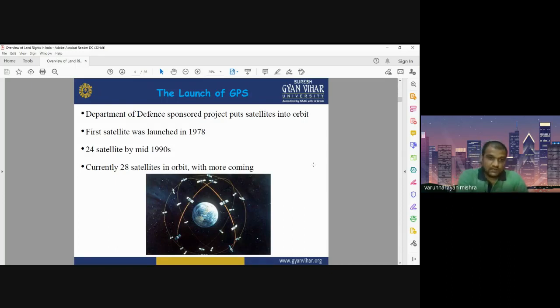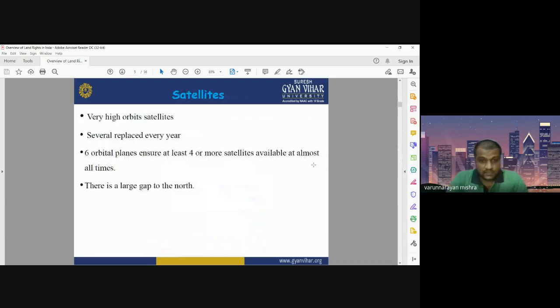So this is the starting of GPS. GPS was developed by the Department of Defense, USA. The satellites used for GPS have specific characteristics and properties. They are very high orbit satellites, and some of the satellites may be replaced every year because each satellite has a limited lifetime. So each year new satellites are launched to replace the satellites which are not working in the network of GPS satellites.